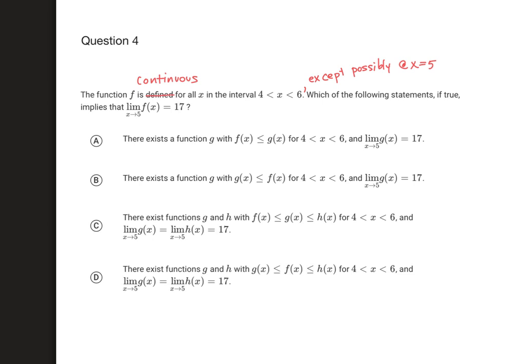So look at kind of the rest of this. If there exists a function g and h, where g is always less than or equal to f, and h is always greater than or equal to f on this interval from 4 to 6, and the limit of the outside functions equals 17. So they're saying the limit of that one equals 17, and the limit of that one equals 17.